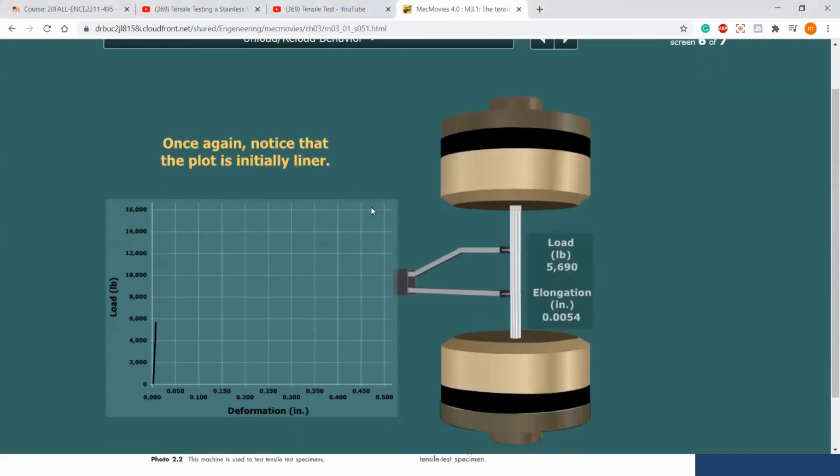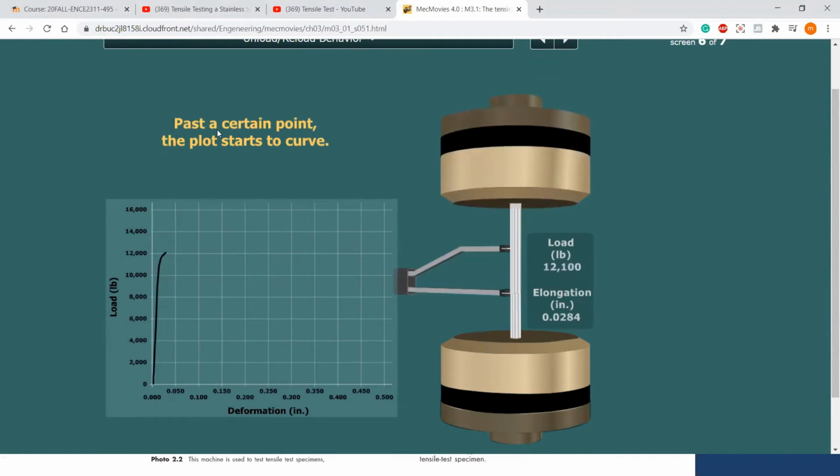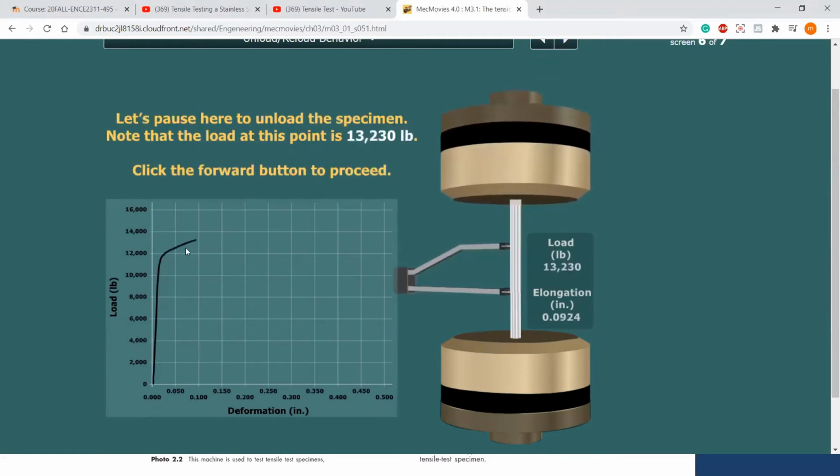Okay. So once again, you notice that the linear portion is still linear. And past a certain point, the plot starts to curve right here. Let's pause here. The simulation pauses here, and we know that the load at this point is 13,230 pounds. So at this stage, we stop the experiment.